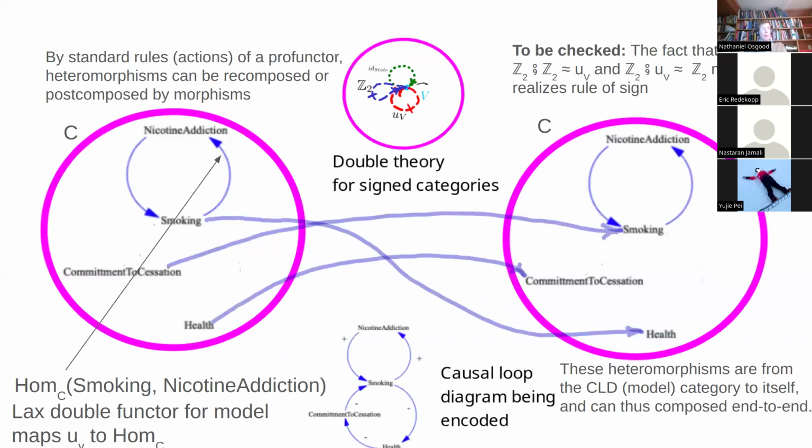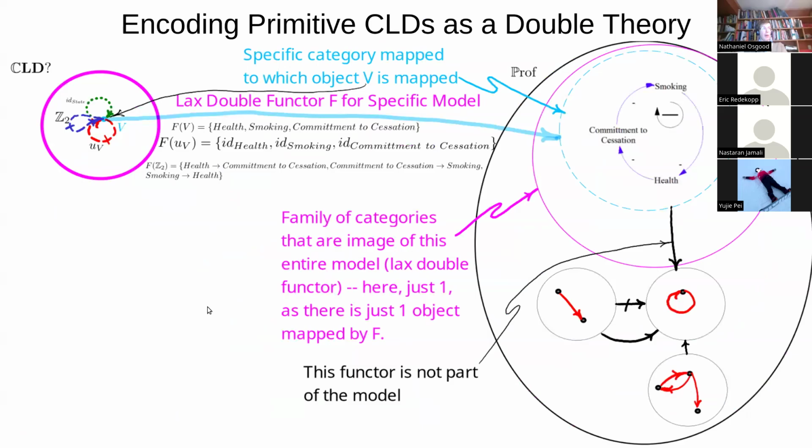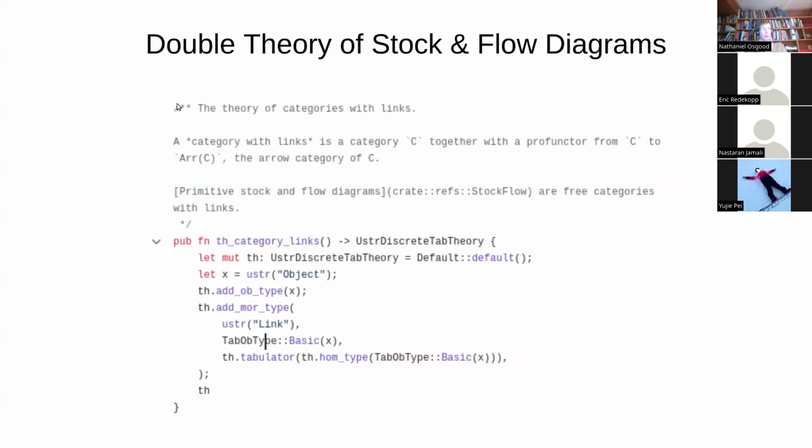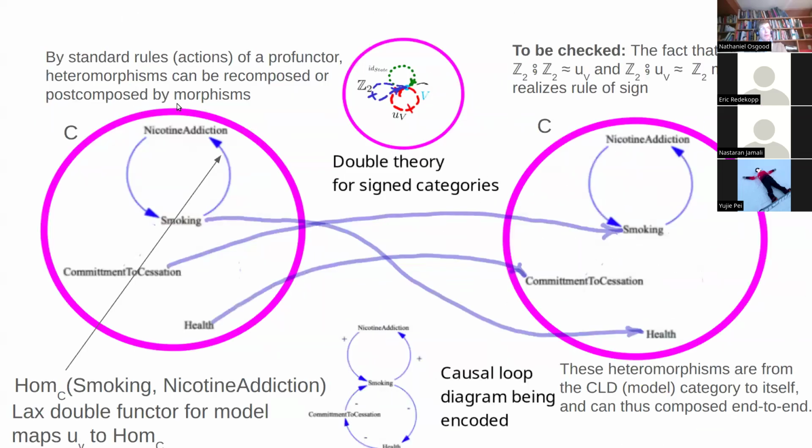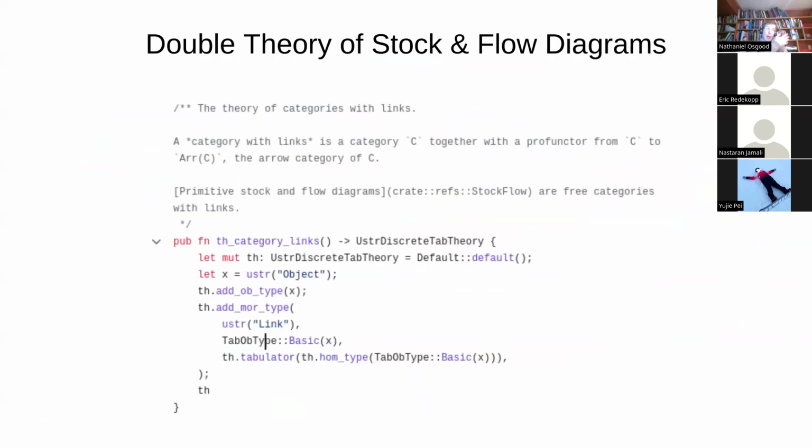This is a type of structure, a double categorical gadget, that we don't need for primitive causal loop diagrams, or excuse me, for the theory of causal loop diagrams. And I'm not going to do it justice here, but I want to give some sense of it roughly, because I'm still working towards grokking exactly the role it plays.